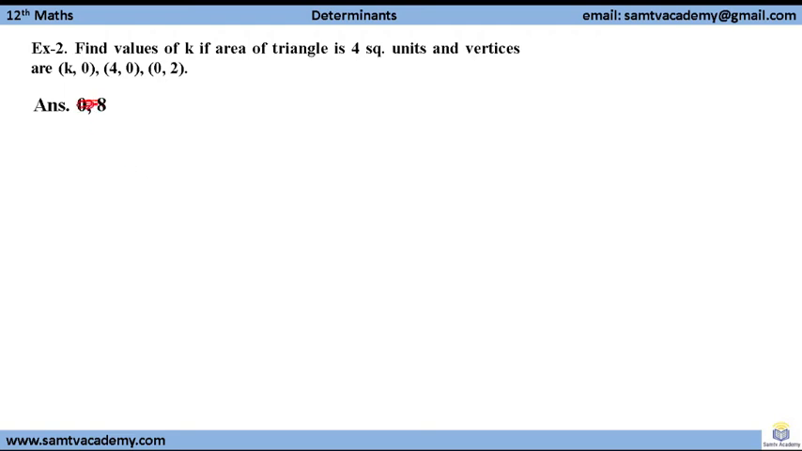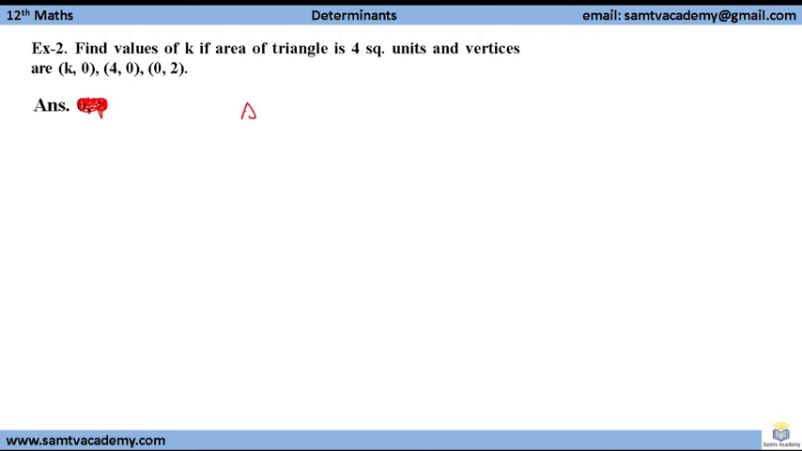Sorry, I have written the answer here. I will read this. Now we will solve. The question says: find the value of k if the area of a triangle is 4 square units. For finding the area of a triangle, you know the formula.